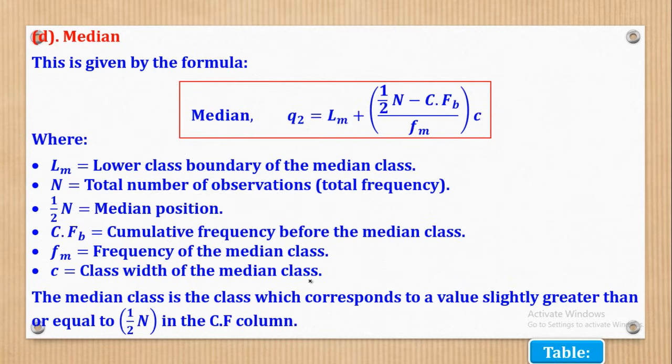Okay, now we have talked about median class. How do we get the median class? To get the median class, the median class first of all is the class which corresponds to a value slightly greater than or equal to a half n in the cumulative frequency column. So remember, under grouped data, here we are getting median position, but now we are getting median class. This is median class. So this position helps you to get the median class. Then after that you use this formula to get the actual median that you want.